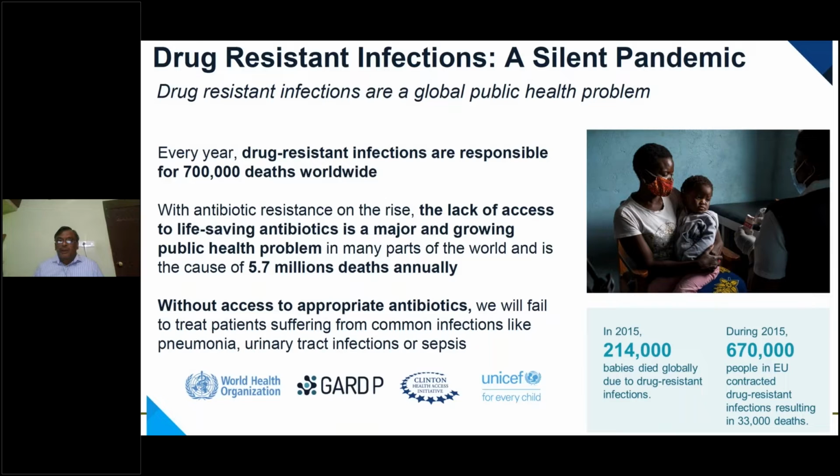Why? Because it causes 70,000 deaths worldwide every year. And added to it, the emergence of antimicrobial resistance and lack of affordable antibiotics to address the emergence of antimicrobial resistance lead to a major public health problem.